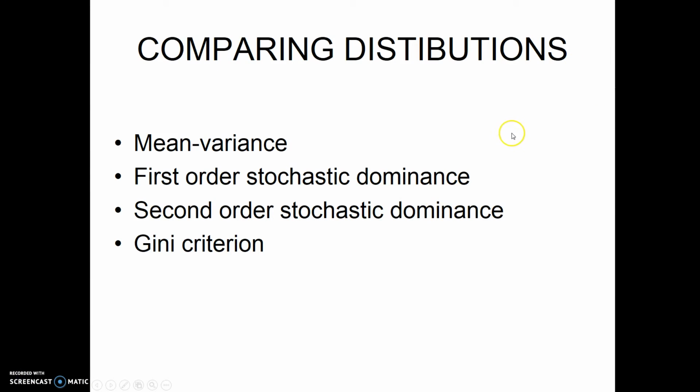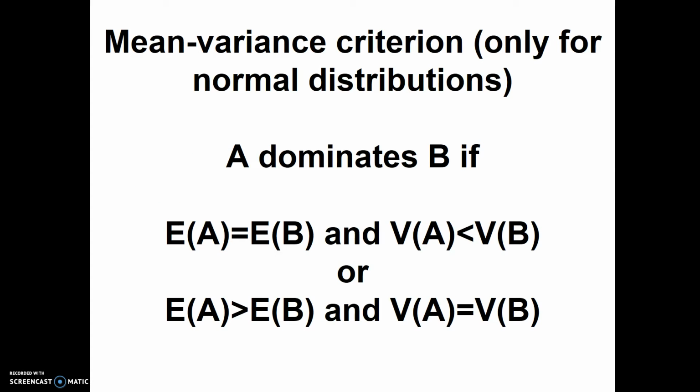Let's review how we can compare different distributions. The four criteria present in DSSAT 4.6 are: first, the mean-variance criterion, then first order stochastic dominance, second order stochastic dominance, and the Gini criterion. The mean-variance criterion is only valid when we are comparing normal distributions.